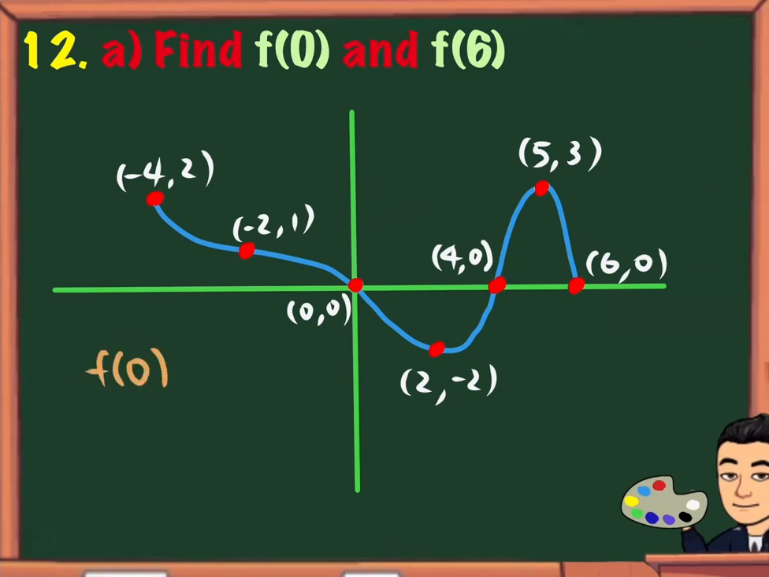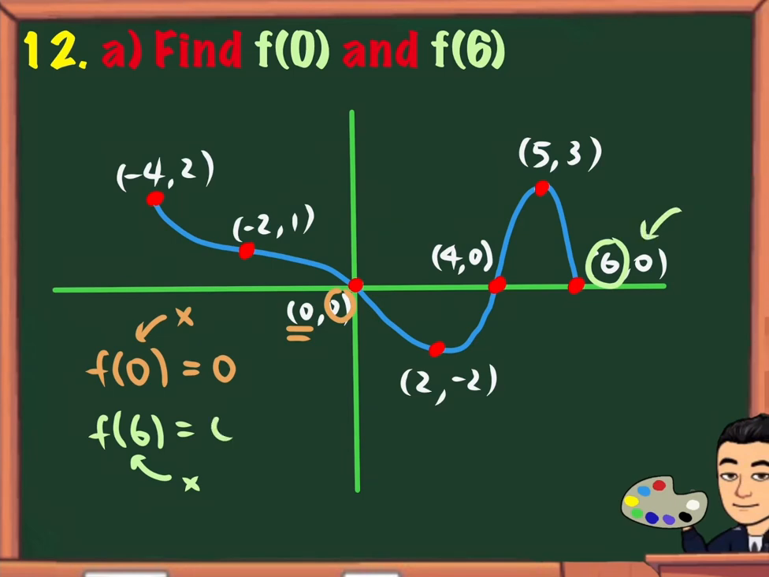So f of 0 is basically asking you about the y value when x equals 0. When x equals 0, this is where it is, y equals 0. So f of 0 equals 0. For f of 6, what is the y value when x equals 6? This is where x equals 6. So the y value equals another 0.